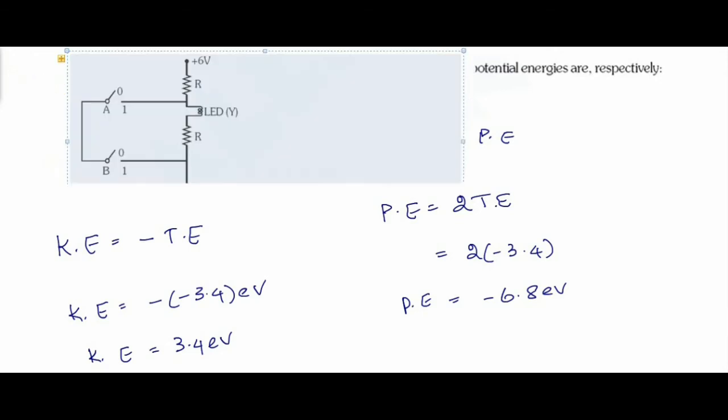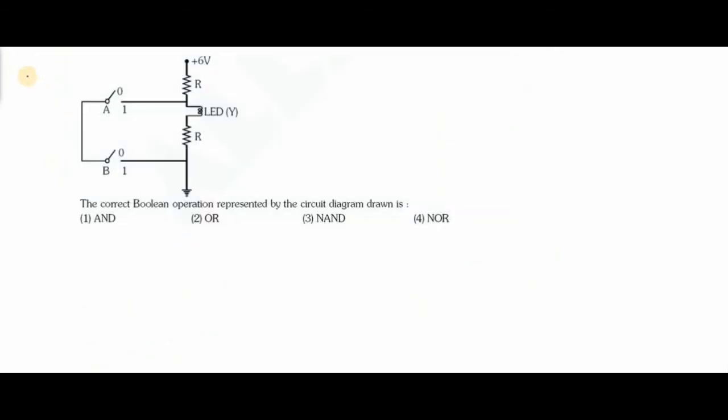And the fourth question: a circuit is given. Which of the following Boolean expressions is suitable for this given circuit? So this is the question. How to check these things? It's a simple one. All we need to do is observe the circuit. Let's take a combination of A and B, and let this be the output.